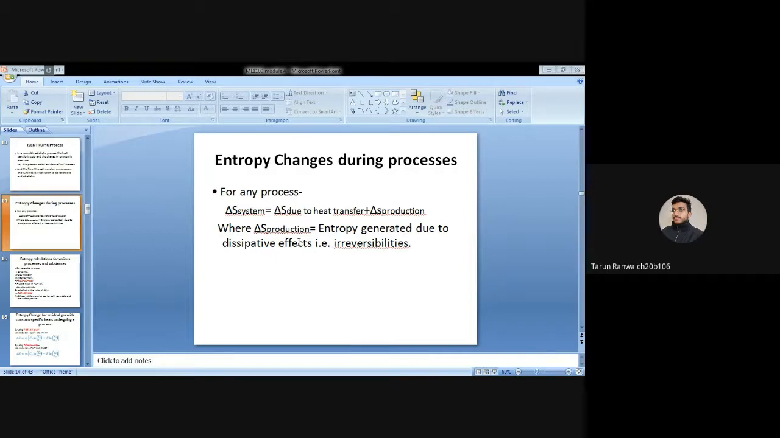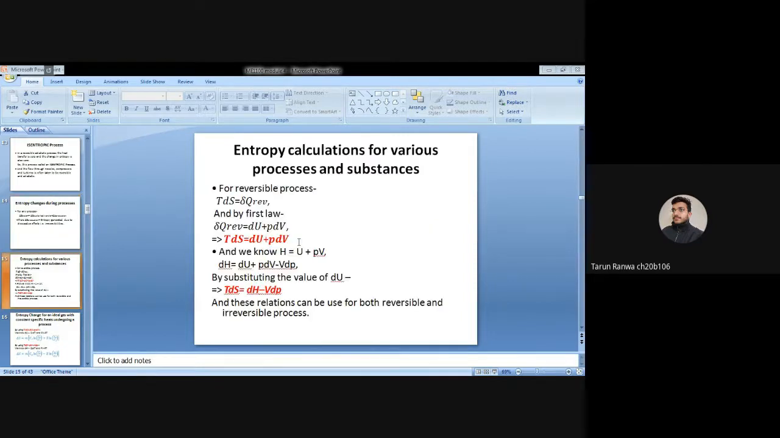And where delta S production equals the entropy generated due to dissipative effects, like irreversibilities in the system. And now, entropy calculations for various processes and substances.